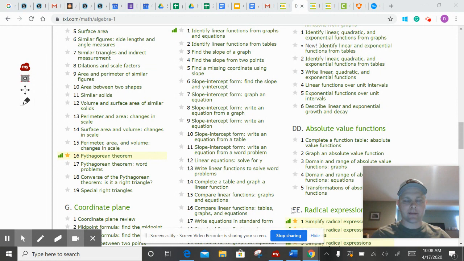On today's math lesson, we're going to practice the Pythagorean theorem a little bit more. I'm assuming that you've already watched the video from Thursday and practiced the Pythagorean theorem where we learned the basics of it. If you haven't done that yet, definitely make sure you do that.